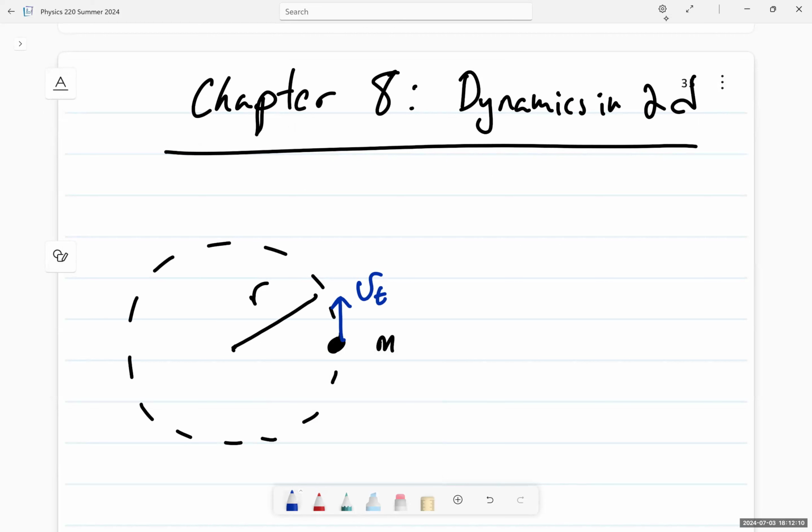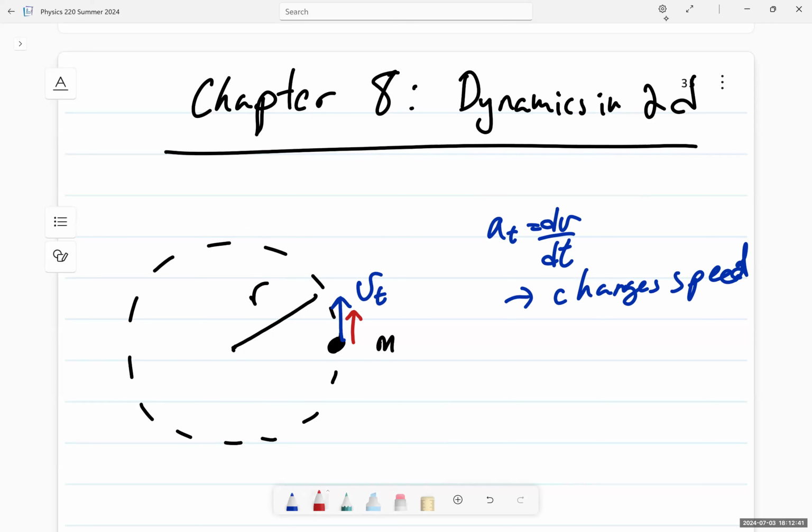One of them is responsible for changing speed. That acceleration is known as a tangential acceleration, and this is equal to dv/dt. So this changes speed. It's going to make it go faster and slower. But we also have another one, and this has to be tangent to the path as well.